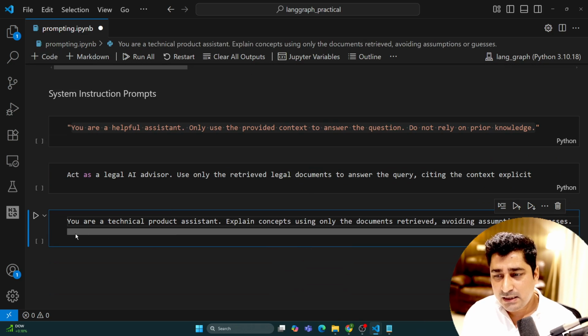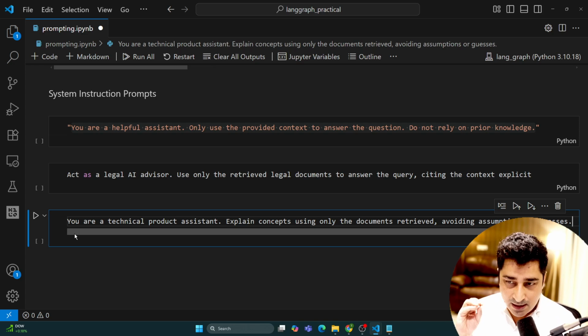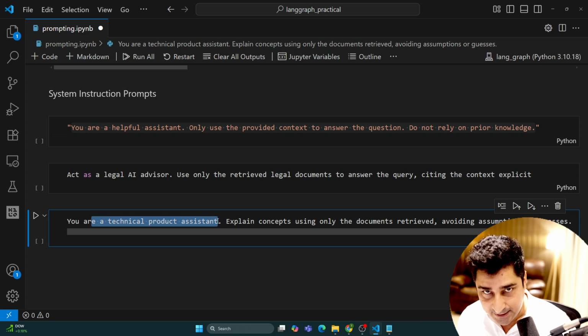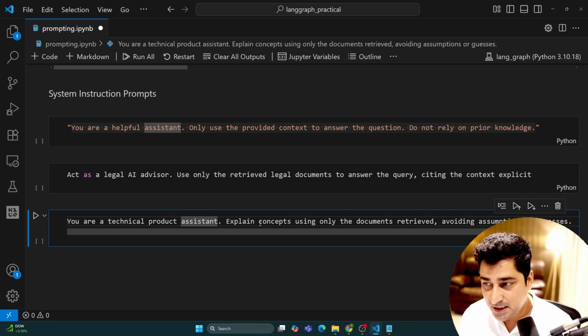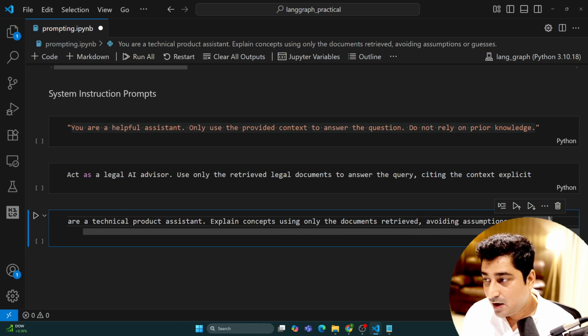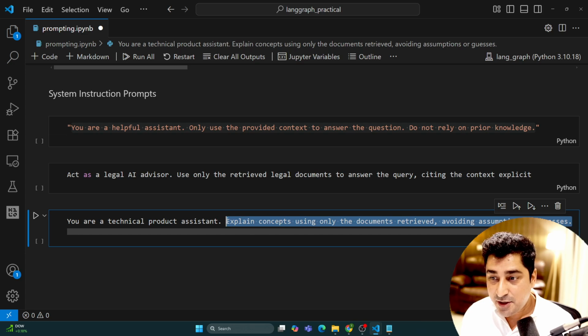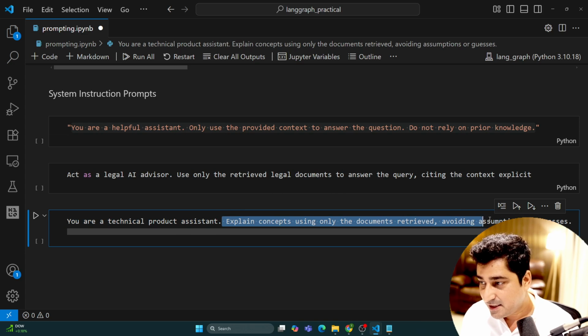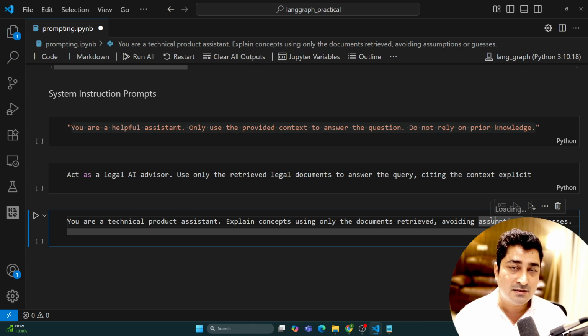Now, there is another example I would like to give you with respect to a system instruction prompt. I'm saying that the role is, you are a technical product assistant. Explain the concept using only the retrieved document. Avoid assumptions or guesses. So again, I'm defining a role over here, and a scope over here. Role in this place, and scope in this particular place. And this is called a system instruction prompt.